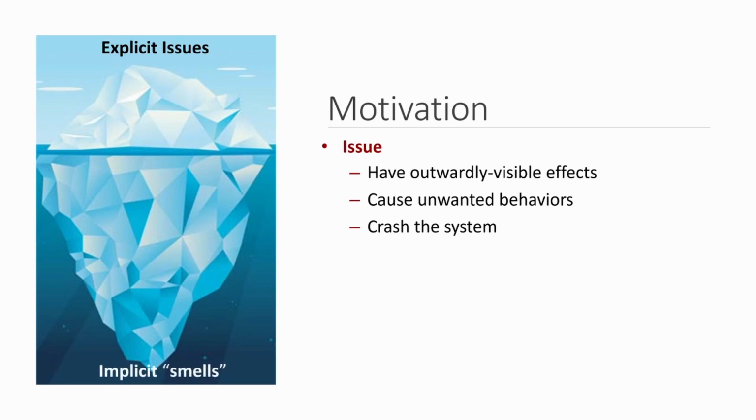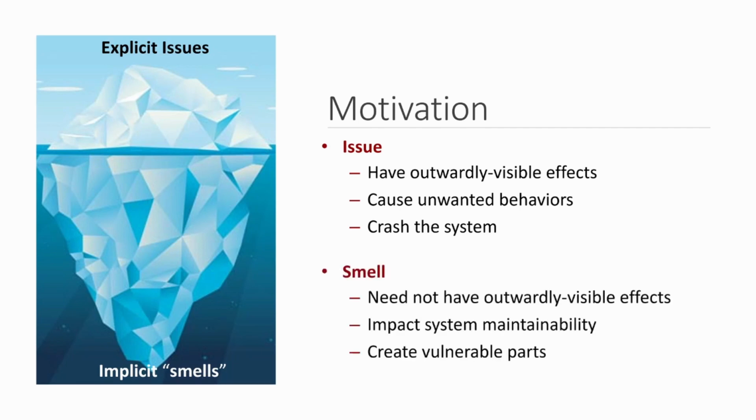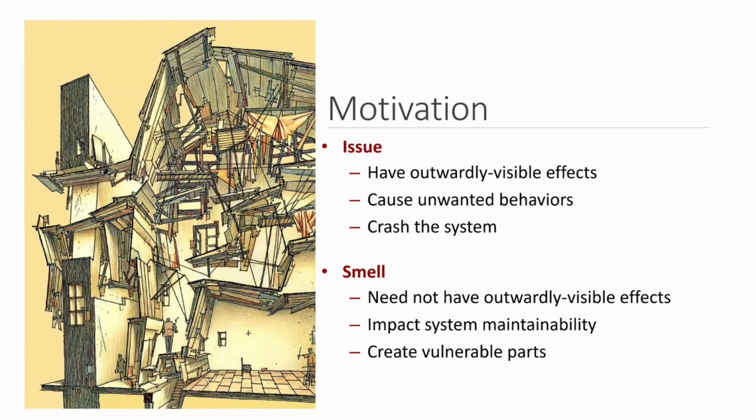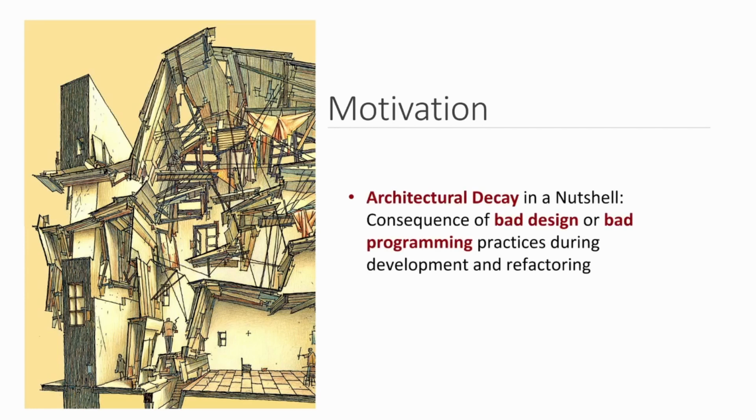Underneath, usually this is affected by something we call implicit smells. Smells don't have visible effects, but they create vulnerable parts in the system and impact system maintainability. You can imagine it like a house with the facade looking okay, but on the back, its structure has a lot of problems, with ad hoc patches here and there. This phenomenon we call architecture decay. In summary, architecture decay is the consequence of bad design and bad programming practice during development and refactoring.